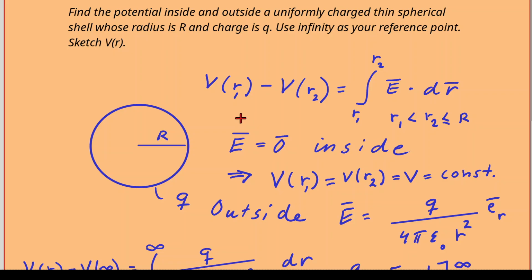And from Gauss' law, we already know from before that the electric field equals 0 inside the charged shell. So then this integral equals 0, and this potential equals that potential, right? And here is for any radius R1 and R2. So they are equal everywhere. So it must be a constant.